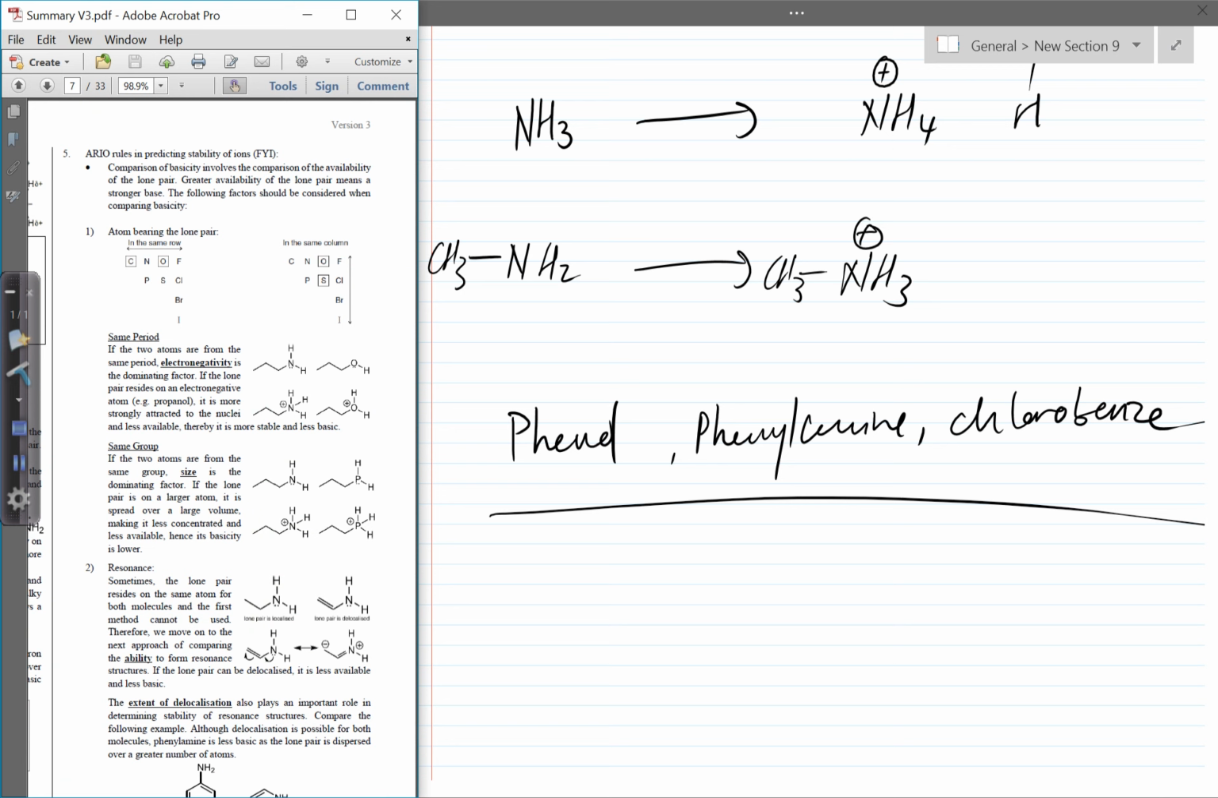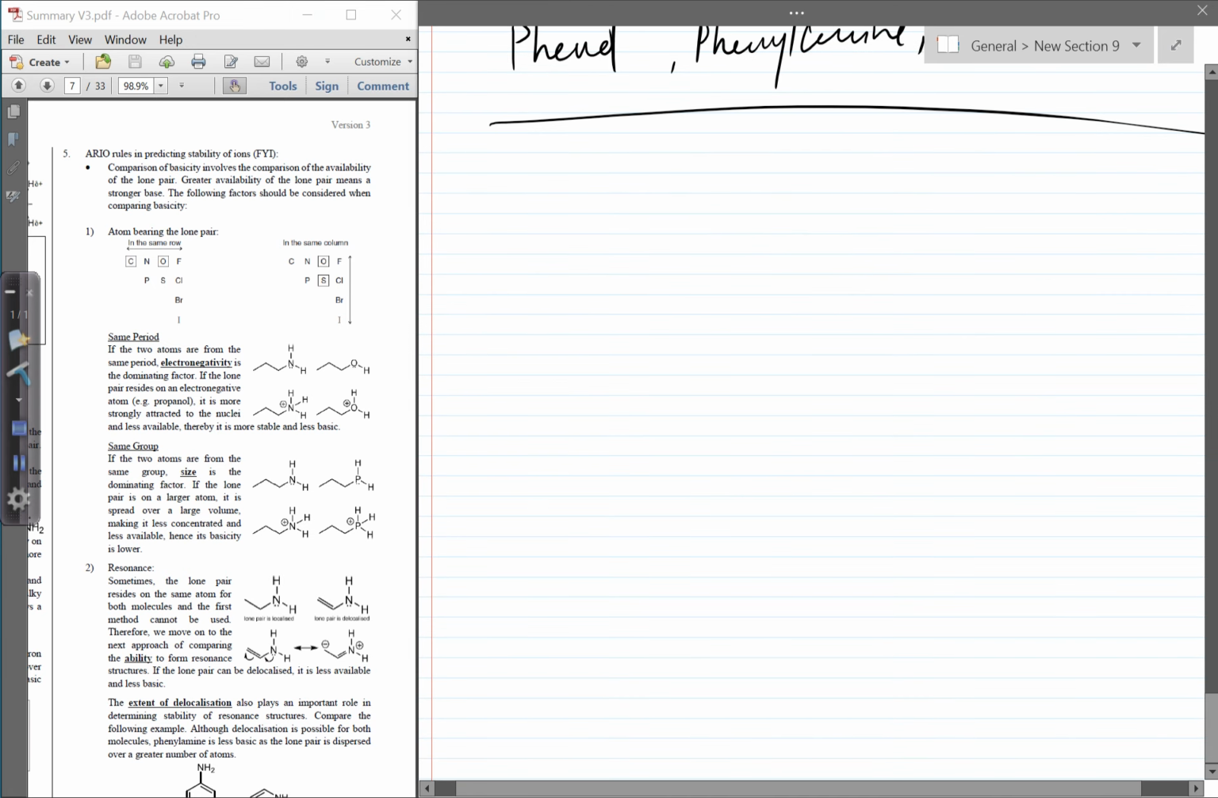Next part, once again, we have our ARIO rules here. You can predict basicity as well, and basically the concept is the same. If we are comparing basicity, we always look at availability of the lone pair, while for acidity, we look at the stability of the conjugate base. Always these two. So for the same period, electronegativity is the dominating factor once again.